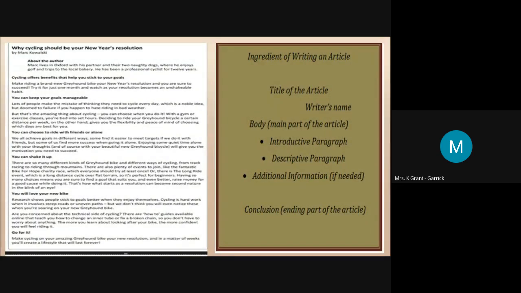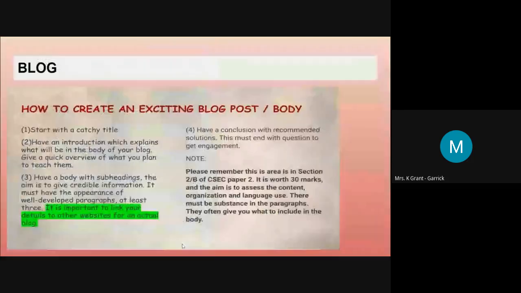And there we have an example of an article. Notice the heading, overall heading. Notice the byline. Notice too the specific subheadings that could take place too. So just remember, title of article, writer's name, body, that's the main part of the article. You have the introductory paragraph, you have the developing paragraphs and additional information. Of course, you have your concluding paragraph where you end your article.